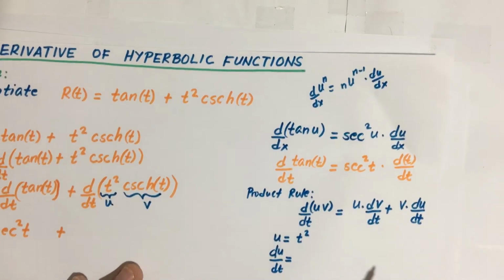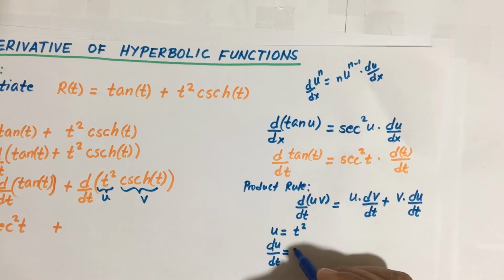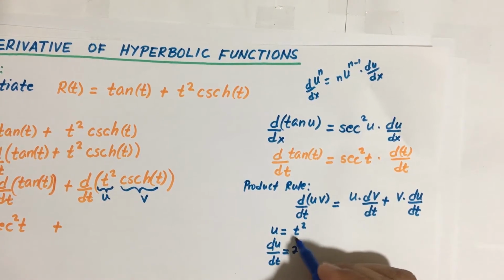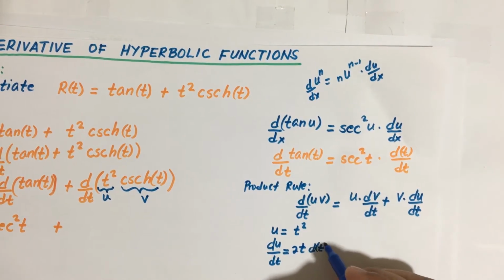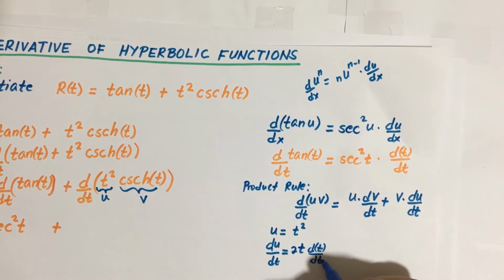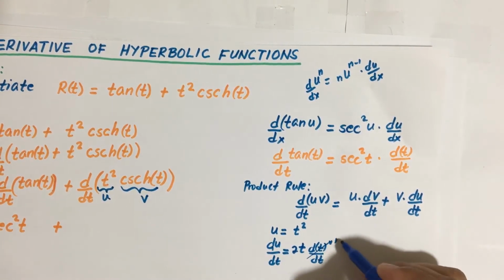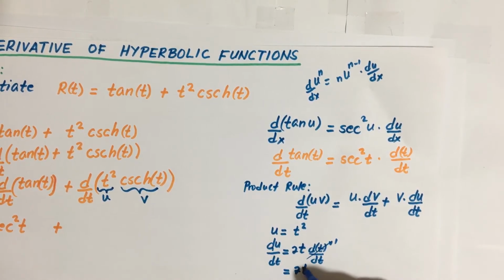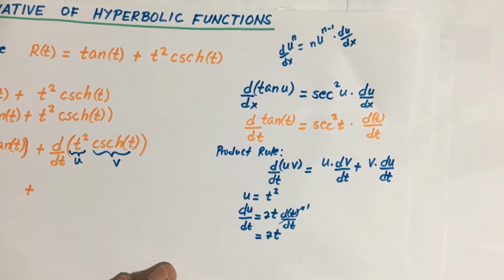Alright? So here we have the derivative of t squared, so we have 2 times t times the derivative of t with respect to t, which is dt over dt, equal to 1. So 1 times 2t is equal to 2 times t. Alright, so that is our du over dt.